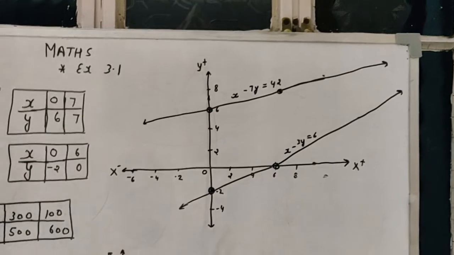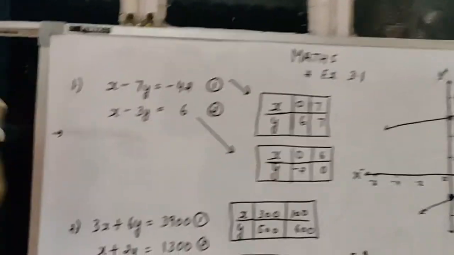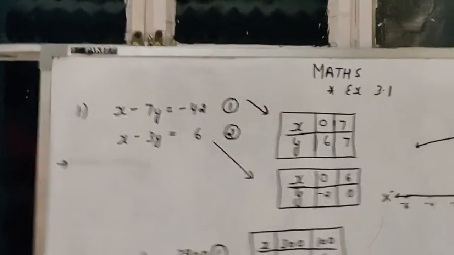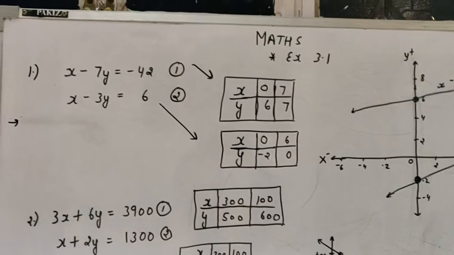Okay. Now look, this is a representation of the first question graphically. Now try to recall, yesterday we discussed that without drawing the graph also you can find out whether the lines are going to intersect or not. What was the condition?